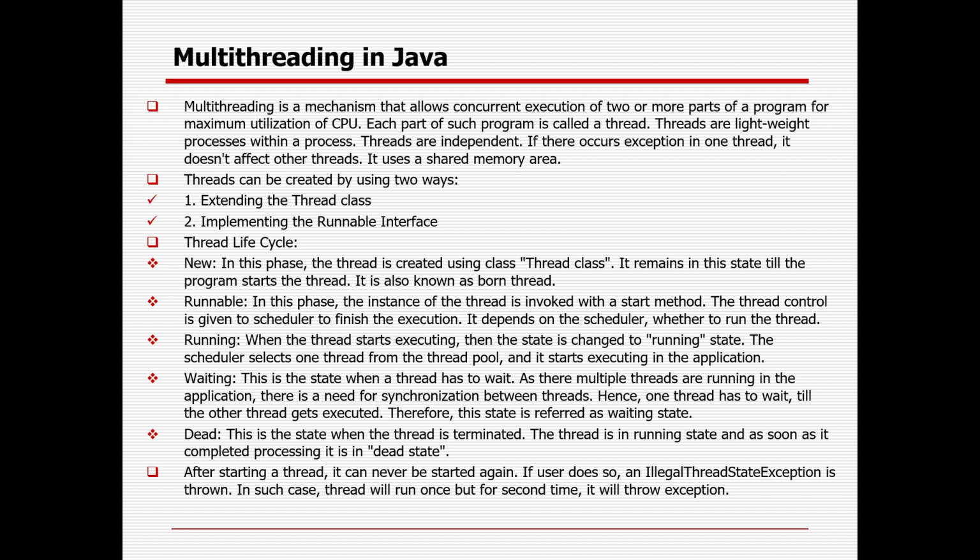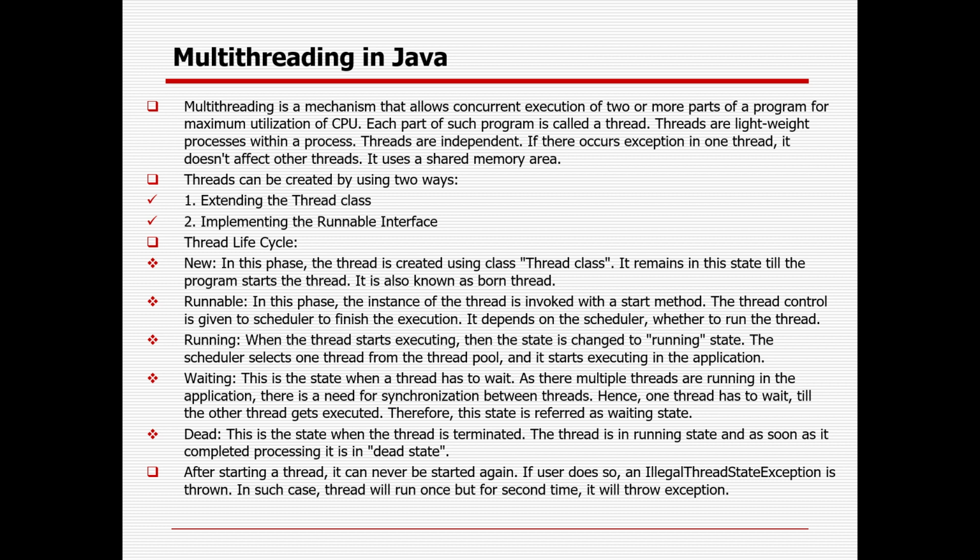Then runnable. In this phase, the instance of the thread is invoked with the start method. Right? Always a thread will be invoked with the start method, which is a property of the thread class. The thread control is given to the scheduler to finish the execution. It depends on the scheduler whether to run the thread or not.